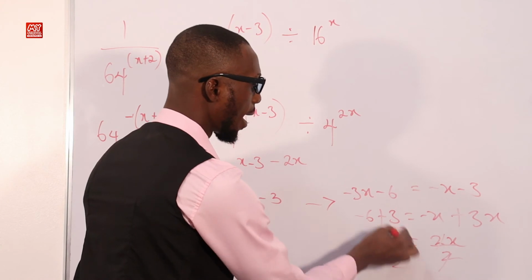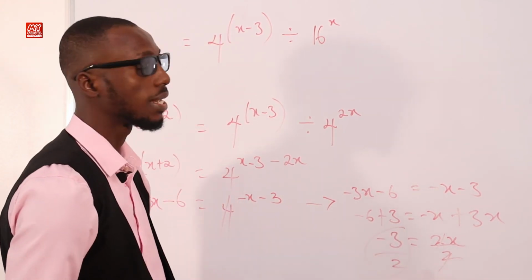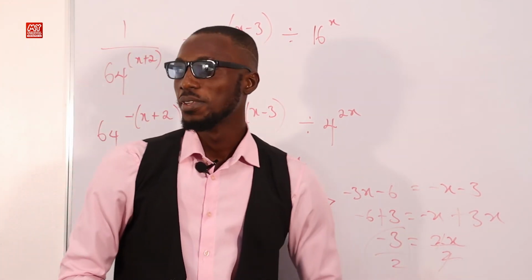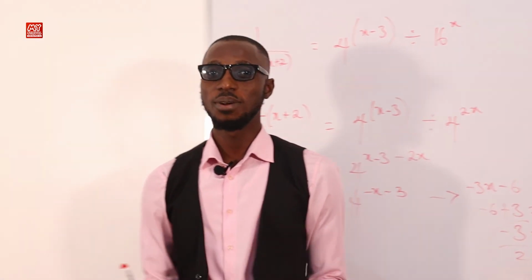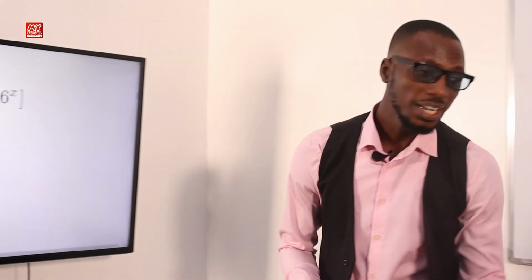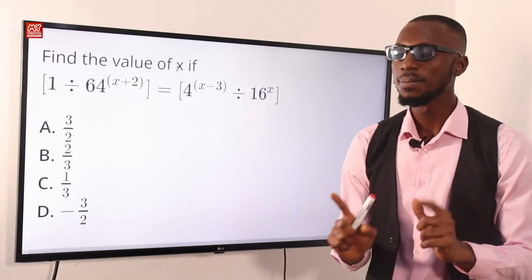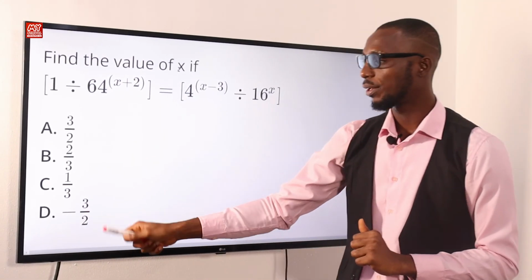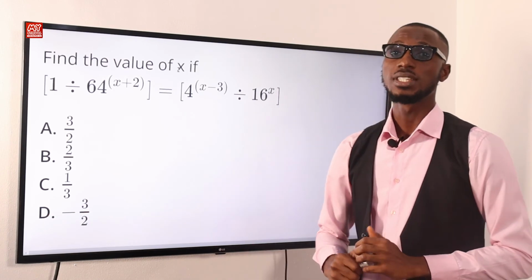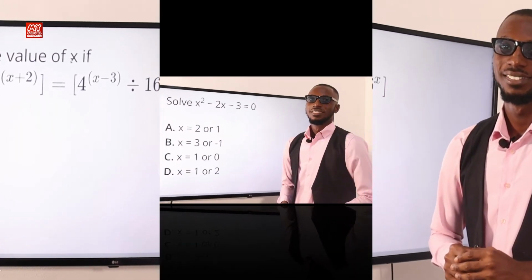So roughly I have x equals minus 3 over 2. So let's go back to the options and select the correct option, minus 3 over 2. Look through the options provided carefully and you observe minus 3 over 2 in option D. So option D is the correct option.